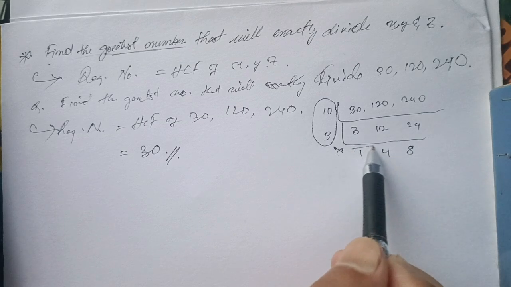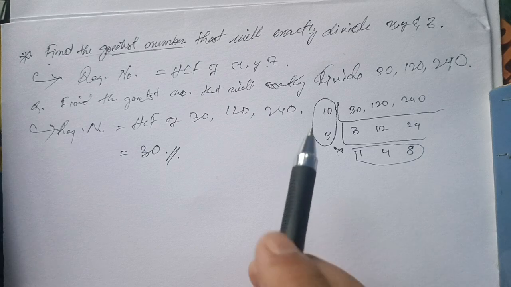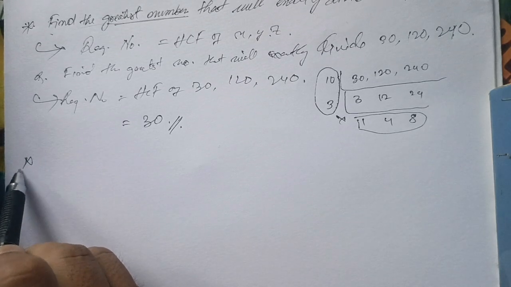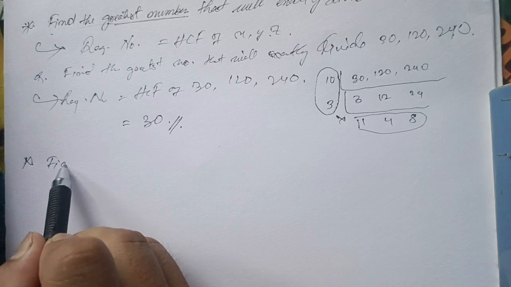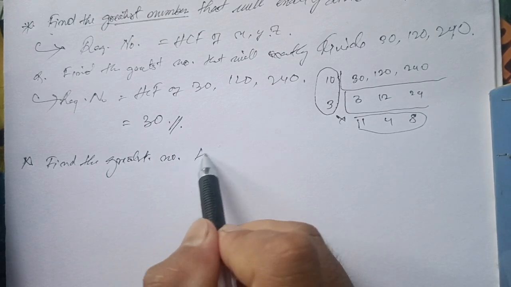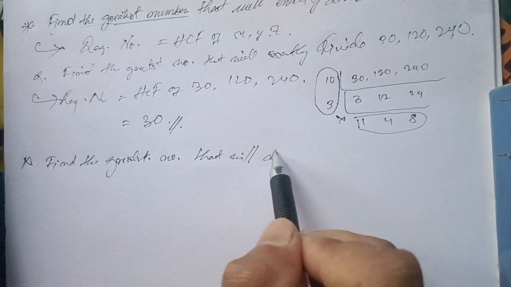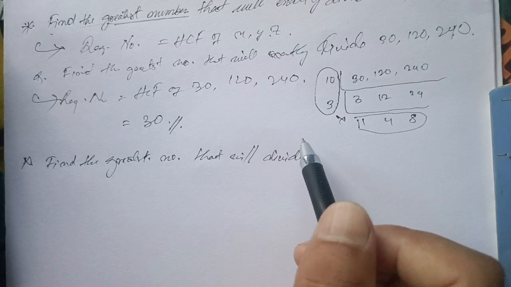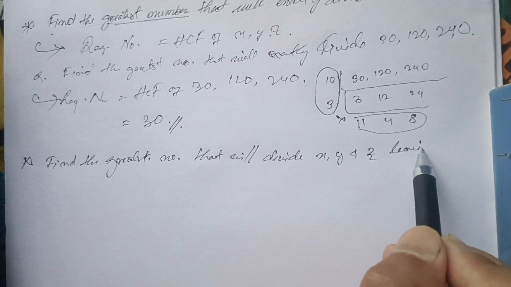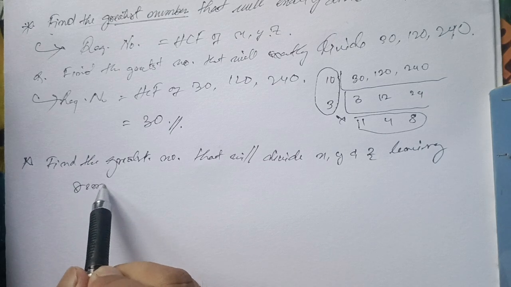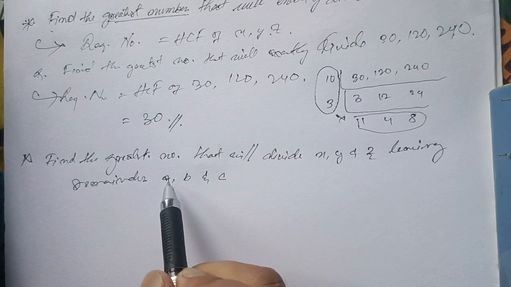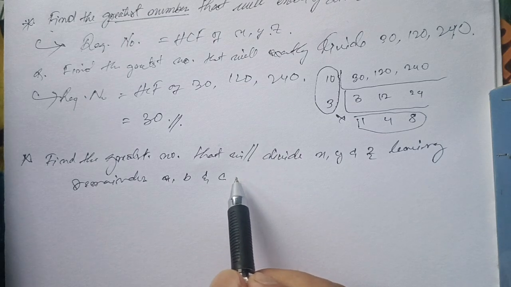LCM and HCF. The question: find the greatest number that will divide X, Y, and Z, leaving remainder A, B, and C.